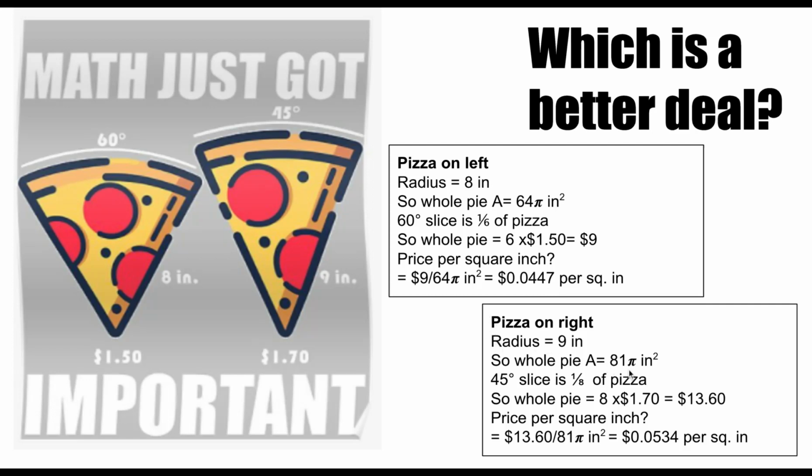Radius is 9. If it's a 45-degree slice, there's 8 of those slices. So you know the whole cost of a whole pie, and you can then calculate the cost per square inch. So which one's a better buy?